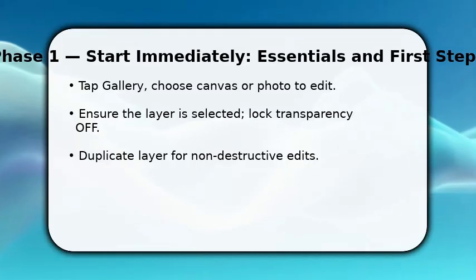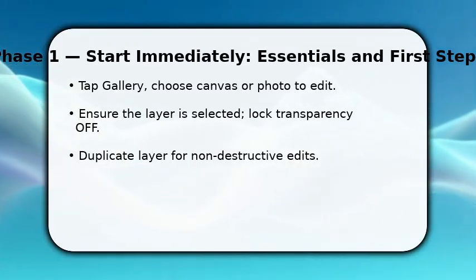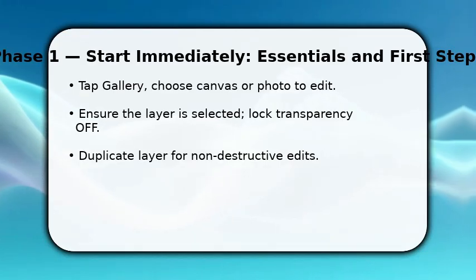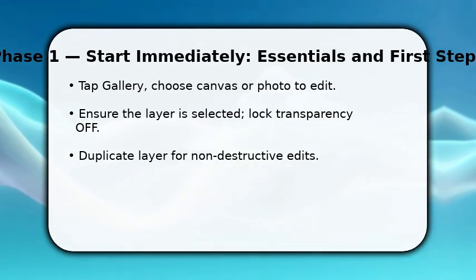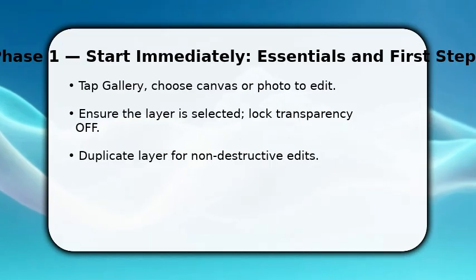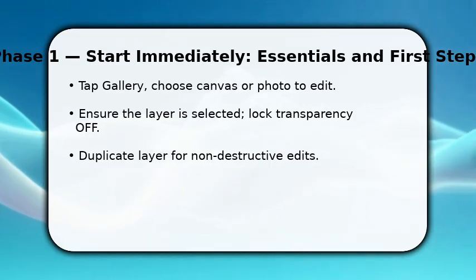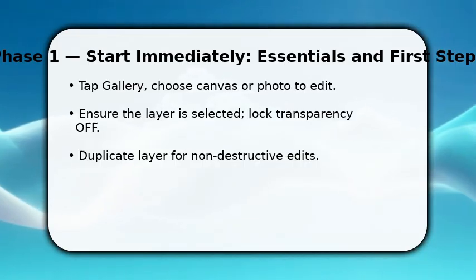You start by opening your canvas and preparing a safe layer to edit. Tap Gallery, pick the image, then open Layers and confirm the layer you want to change. Duplicate it so you retain the original. Once done, make sure Lock Transparency is off so brightness affects pixels, not empty space.